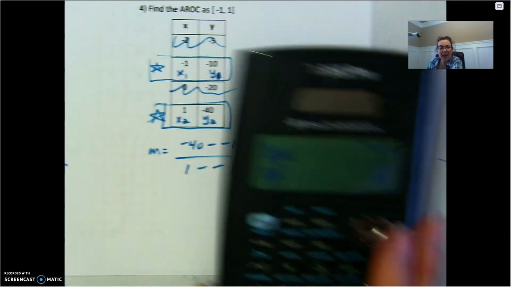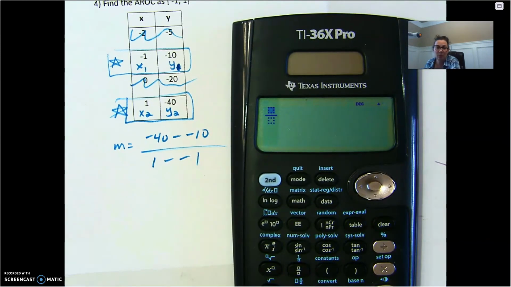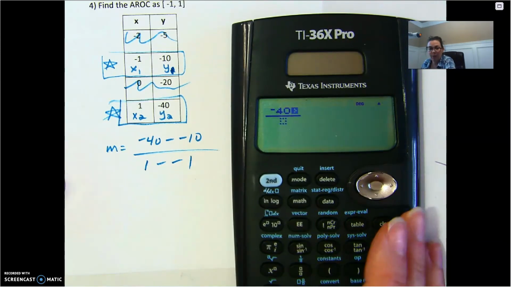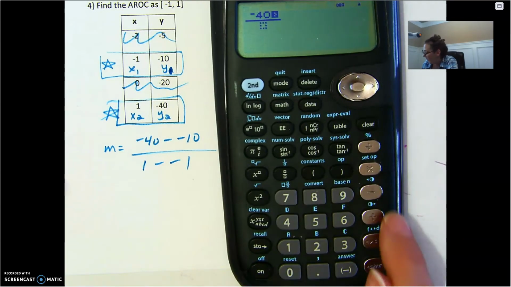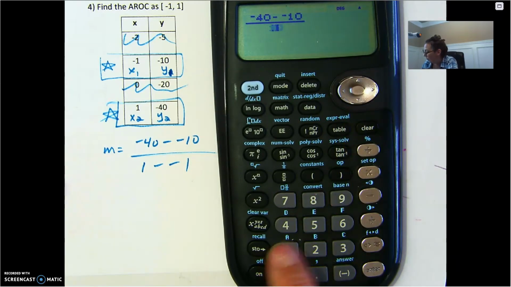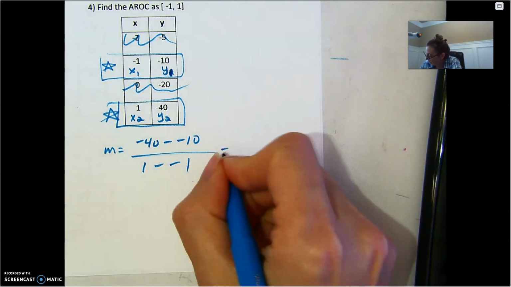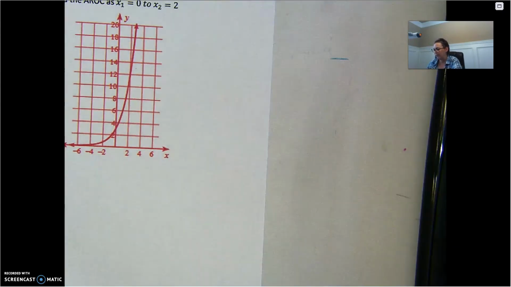-1. Let me type this one in instead of doing the algebra in my head so you can see that you can do it more than one way. So you've got -40, right? We've got that negative button on this calculator. So -40 minus -10. On the bottom, we have 1 minus -1. Even if you're not real good with the double negatives, your calculator can do it for you. This comes out -15.